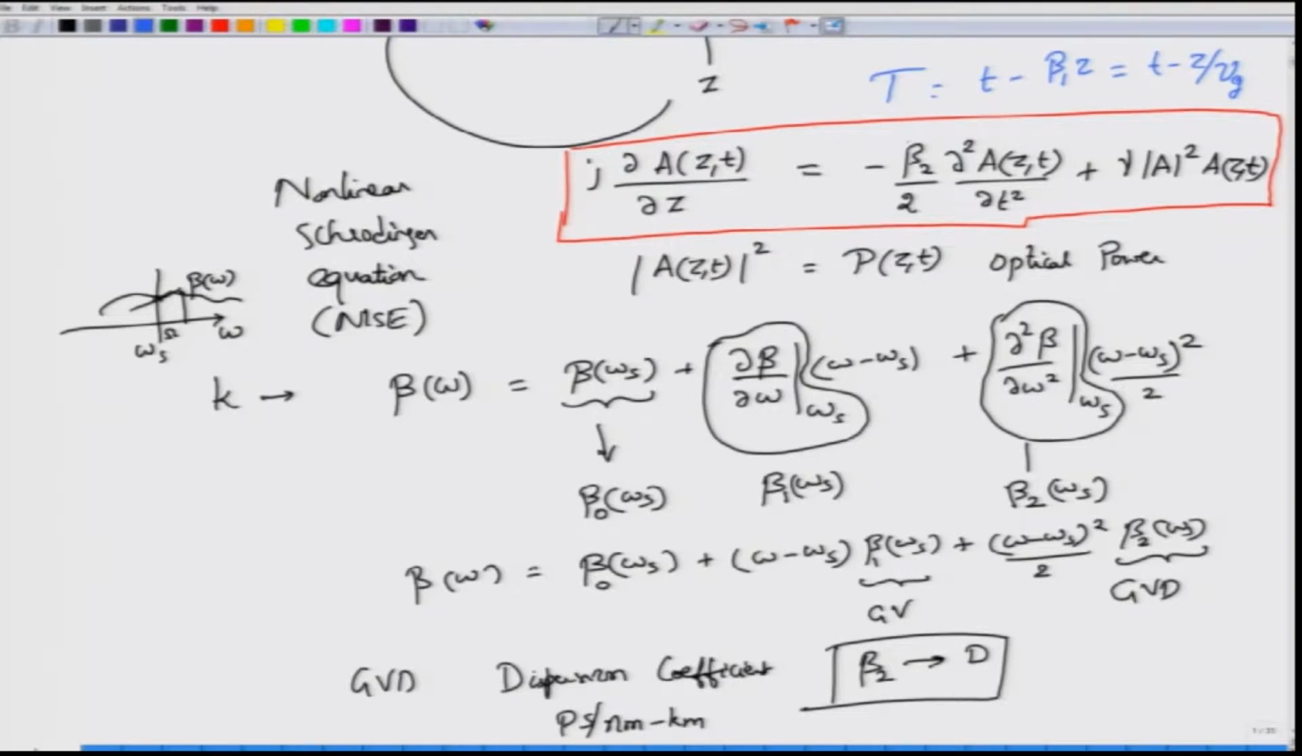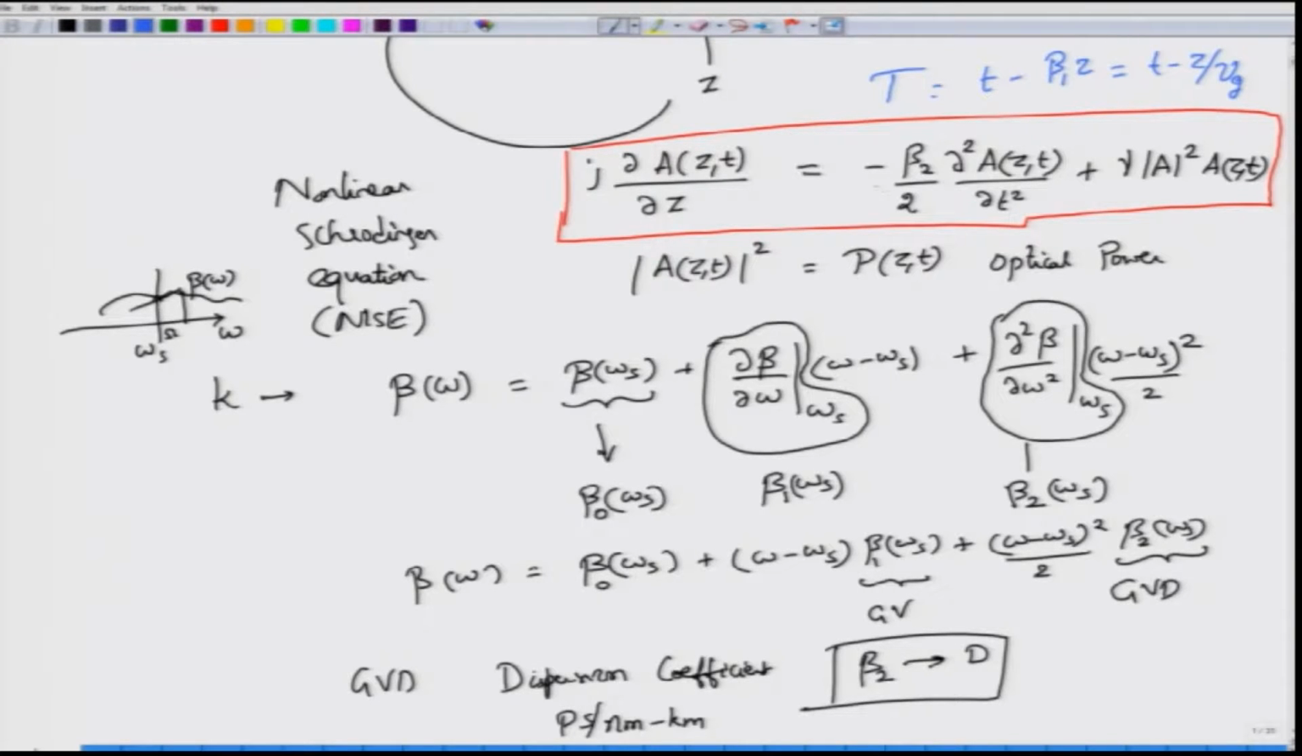So, it is interesting at this point to consider this, right. You have a beta 2 which has to be accounted for, because the pulses would not remain in the same time slot, they are going to spread, and this spreading is the group velocity dispersion, right. So, as the pulse propagates through the fiber, it spreads out. Now, that effect is because of beta 2, and that is what is captured by this particular first term over here.